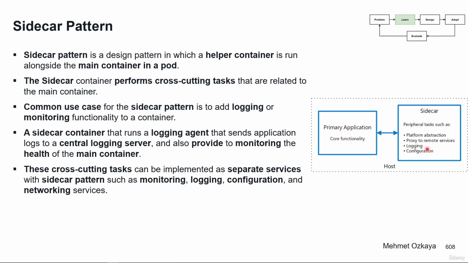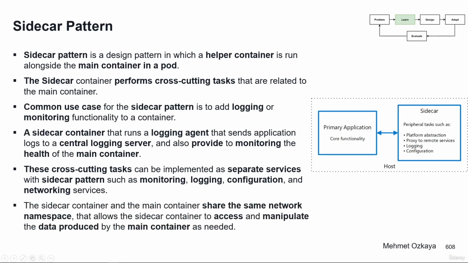Here is the host application and there is a primary container, which is the core functionality, deployed as a container for our application. And alongside there is a Sidecar container which performs peripheral tasks, which are the cross-cutting tasks related to logging, configuration, monitoring, health checks, and so on. So this is an example use case of the Sidecar pattern.